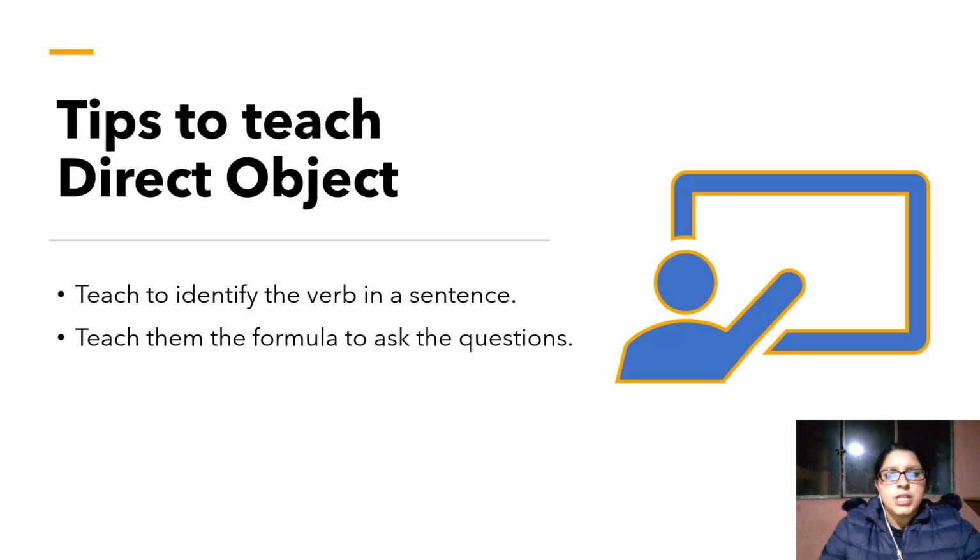The tip for teaching direct objects in the classroom is to teach students to identify the verbs in the sentence. It is very important that the students, before identifying the subject and predicate, identify the verb in the case. Another tip is to teach them the formula to ask the question. For example, in the case of direct objects, the question what or whom is used after the action verb.